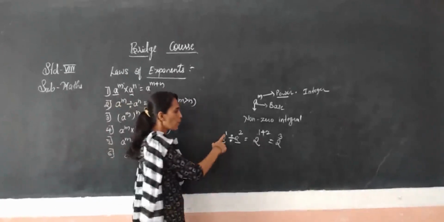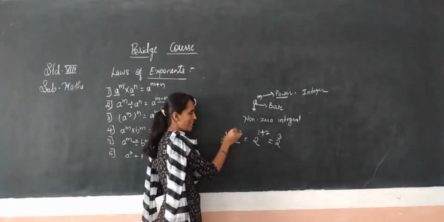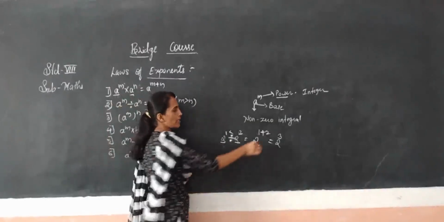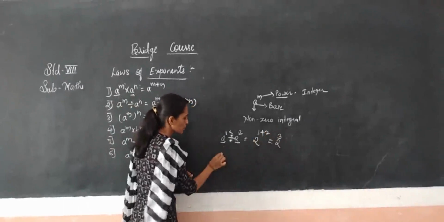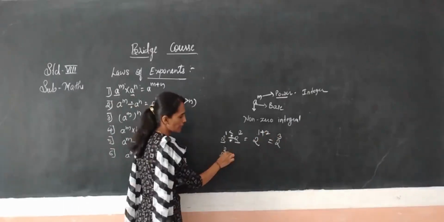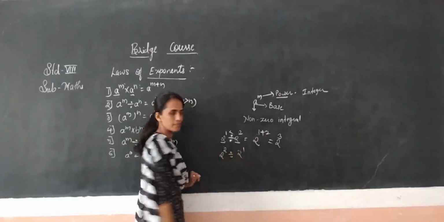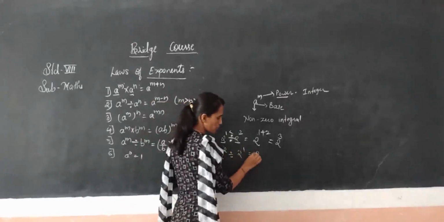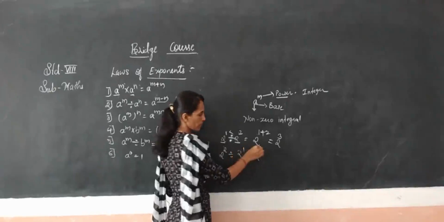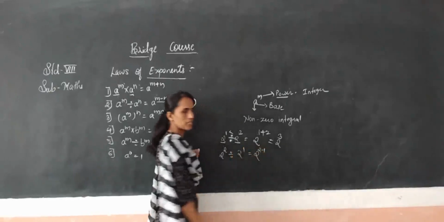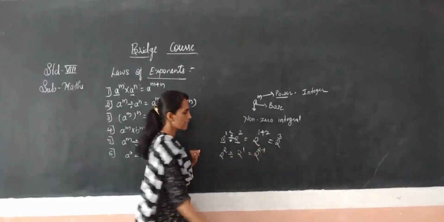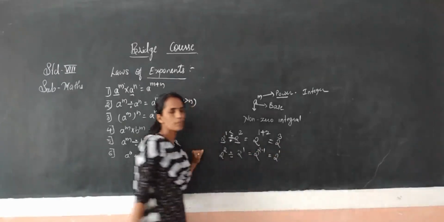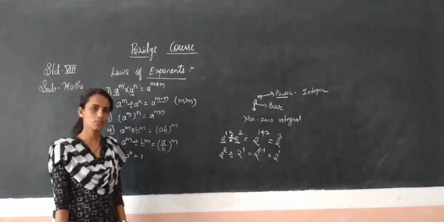But here 1 is less than 2, so can we apply it? Yes, we can apply it, but the exponent will become negative. So we change it to 2 to the power 2 divided by 2 to the power 1, which becomes 2 to the power 2 minus 1. We write the base as it is and subtract the powers: 2 raised to 2 minus 1 gives 1, so you can write that as just 2.